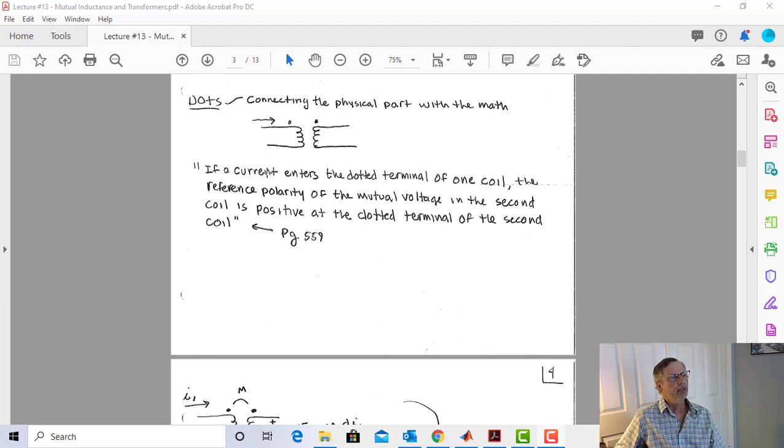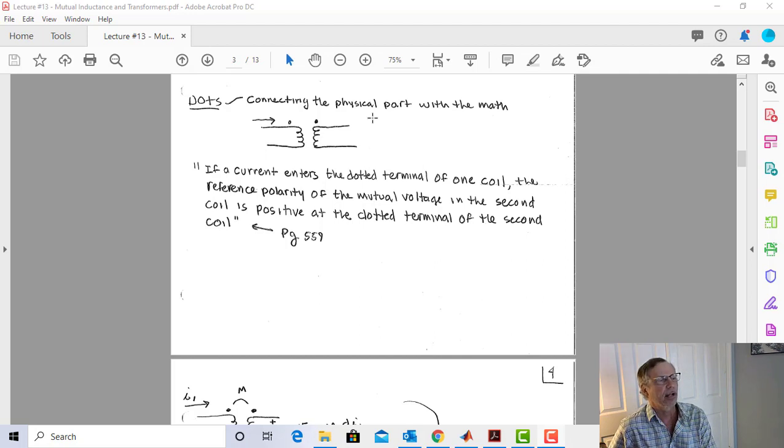So here we go. If a current enters the dotted terminal of one coil, kind of like this current is entering the dotted terminal of this coil, the reference polarity of the mutual voltage in the second coil is going to be positive at the dotted terminal of the second coil. So the way I like to interpret that is if a current enters the dot, it makes the dot more positive on the other side. That's exactly what this says. If the current enters the dot, it makes the dot more positive on the other side.